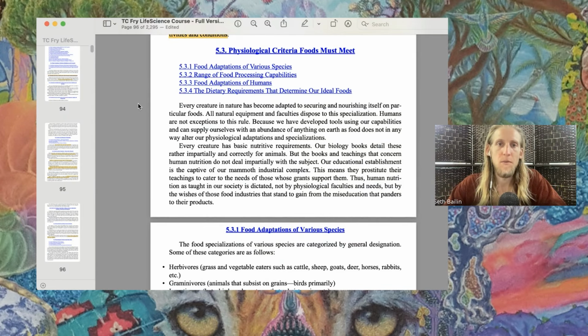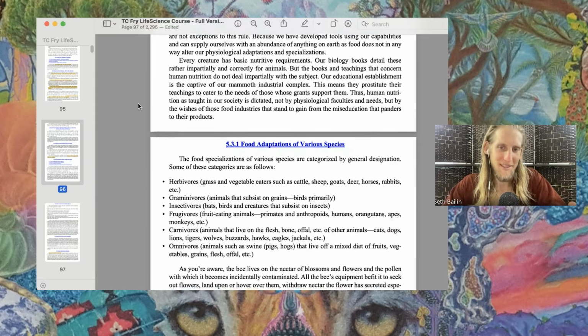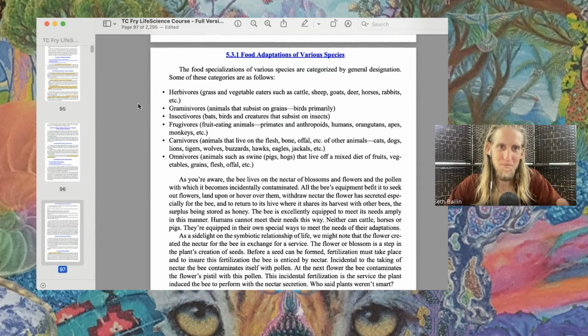Physiological criteria foods must meet. Every animal seems to have a particular food that nourishes them, or a particular selection of foods. Humans are very confused about this, right? Some people think that we're herbivores, some people think we're frugivores, some people think we're carnivores, some people think we're omnivores. What are we? Well, let's dig into it.